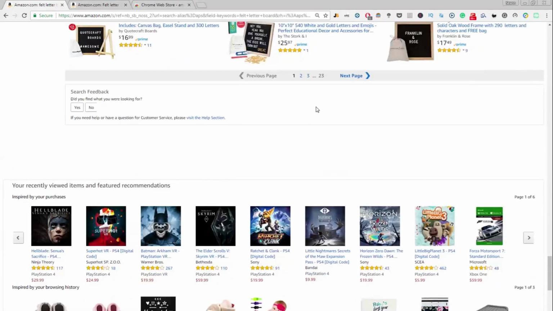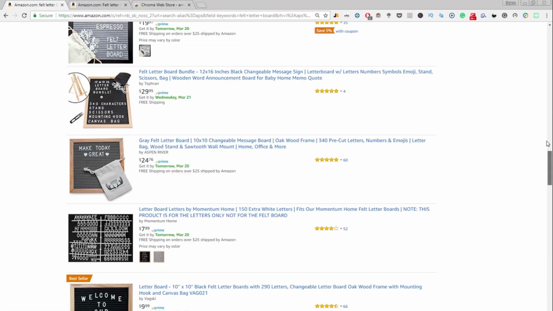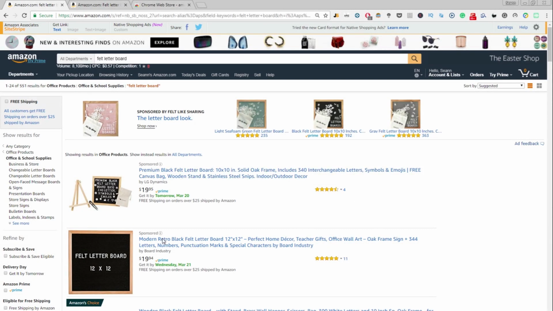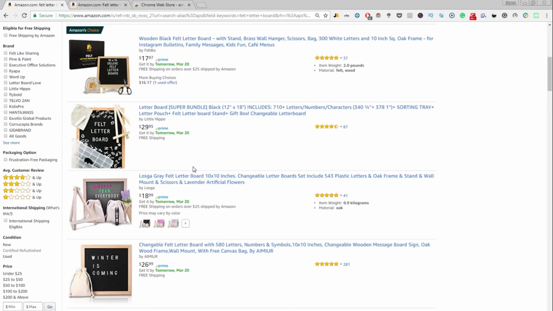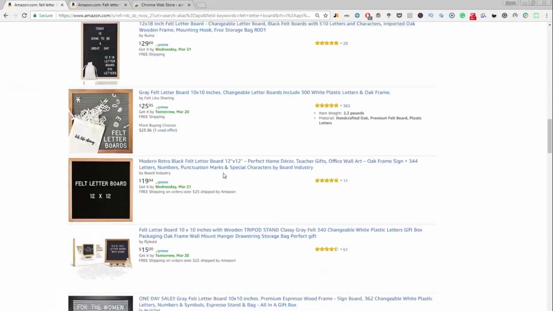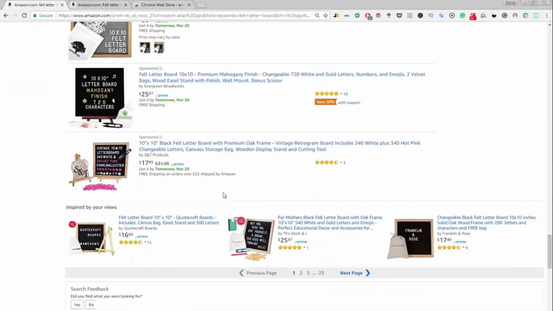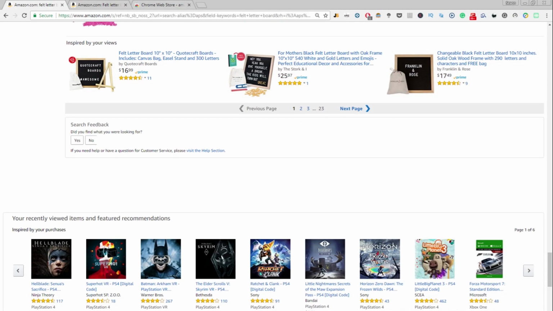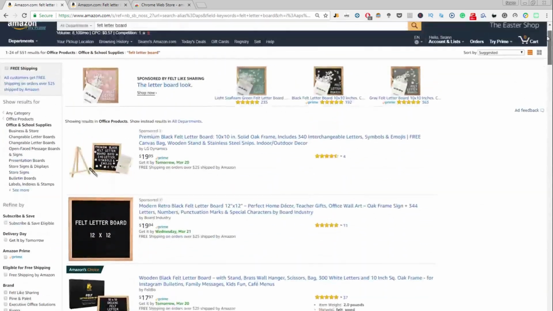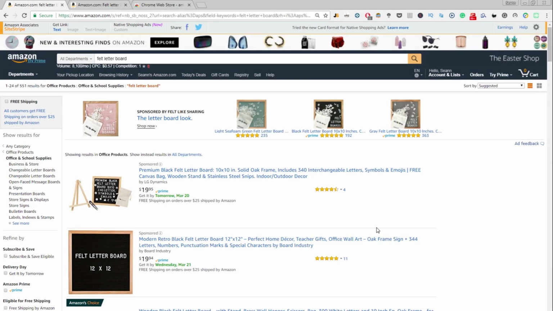So as you can see here, there's 3 pages. When somebody types in felt letter board, you want to be on the first page because customers are going to go right through here and they're going to look for their product. Generally, customers are very lazy. They're not going to get to page 2 or even 3. They'll just be on the first page and they'll buy the product there. So most of the sales are on the first page. You want to be here, right? And you can't do that if you're selling organically. You need to sell with PPC and you need to get your ranking up.